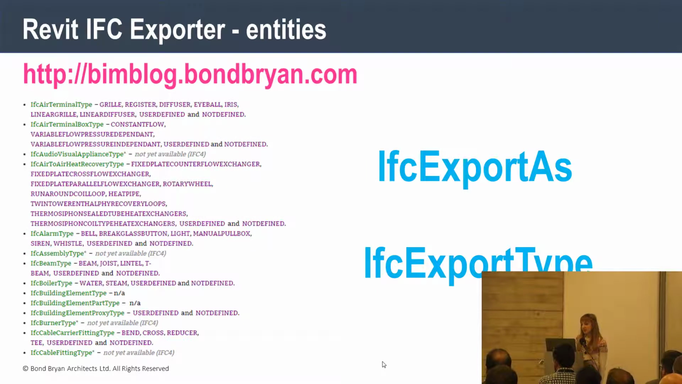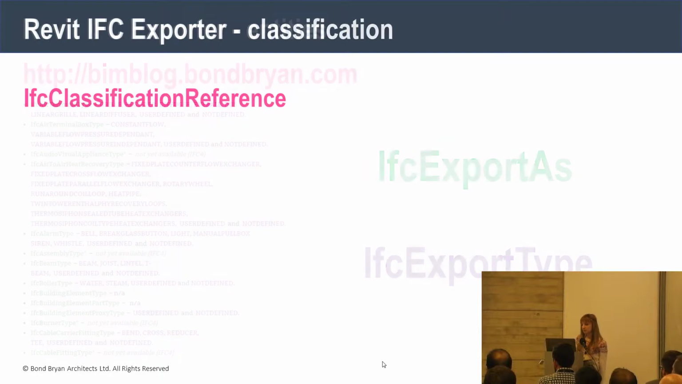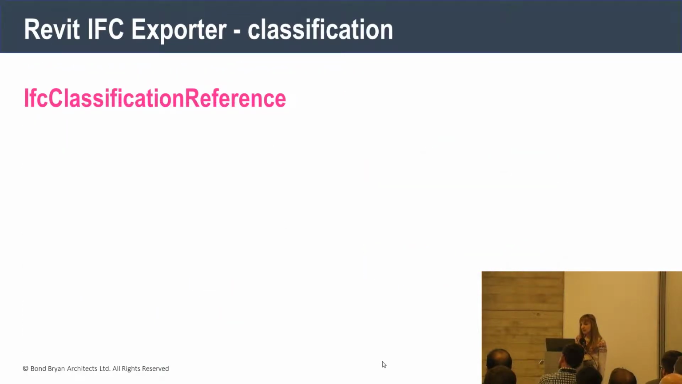To assist in filling these in, there is another handy page on the Bryan BIM blog. The values in green populate IFC export as, and the values in purple populate IFC export type. Within the overlap, there was the COBie category field. In IFC, there is a special place for classifications like Uniclass, and this is used to populate those category fields in COBie.